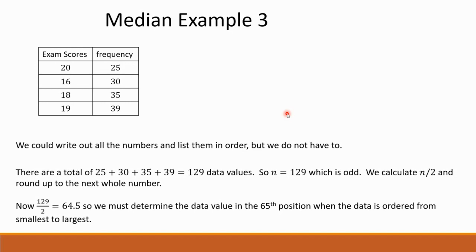Okay, so we have to know how many data values there are. Well, you just add up the frequencies. If you add up the frequencies, you get 129. So there's 129 data values.